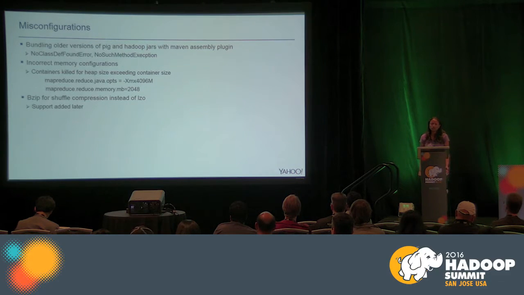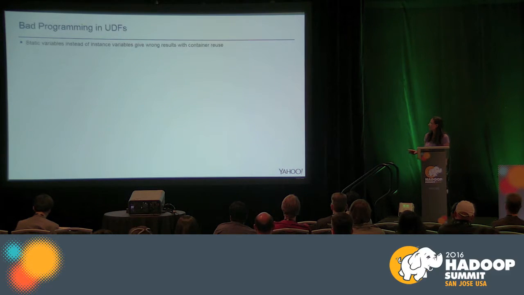Another case, which was only one of two cases, was people using bzip for shuffle compression. They just copy paste. They want final compression as bzip, so they end up changing the intermediate compression as well. We didn't fix it, we just asked them to change, and we did fix it later, but we still wanted the users to change because you don't want bzip, which is very CPU intensive, to be your intermediate compression.